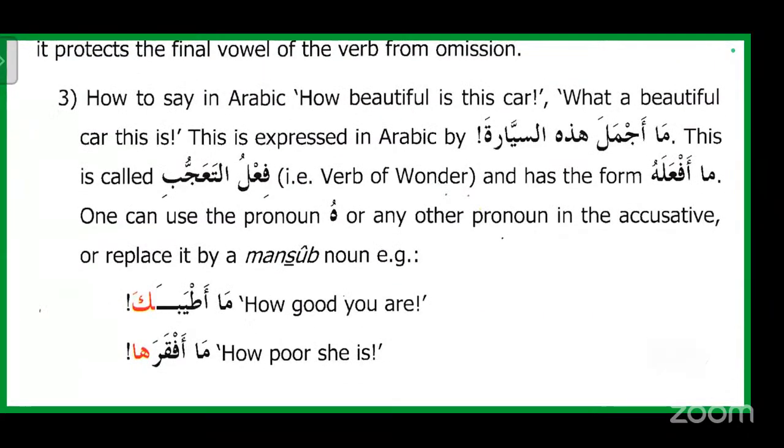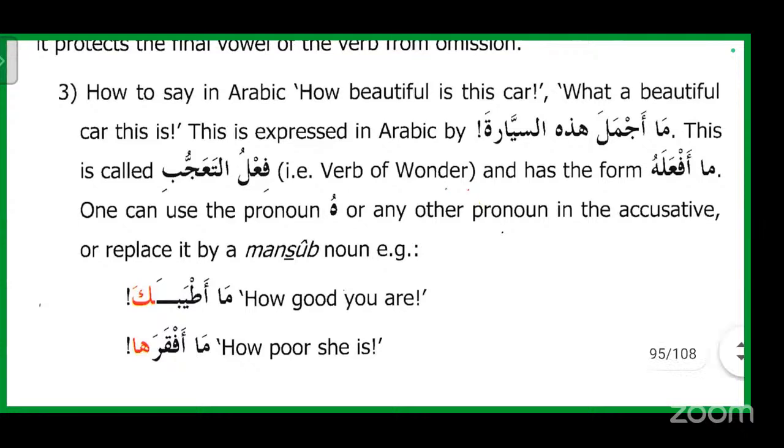Number 3, how to say in Arabic, how beautiful is this car? What a beautiful car it is. This is expressed in Arabic by Ma ajmala hadhihi sayyarata. This is called fi'lut ta'ajjub. Fi'lut ta'ajjub has the form Ma af'alahu.